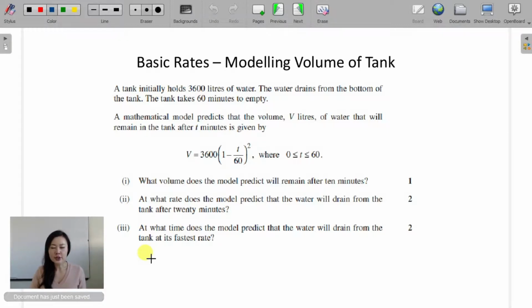So let's have a look at this question here. We have an equation that models the volume of a tank. We're given that initially there are 3,600 liters of water, which drains from the bottom of the tank. It takes 60 minutes to empty the tank, and we're given the equation under which this volume is decreasing. What volume does the model predict will remain after 10 minutes? If you know the time, you should be able to find the volume, because that's what the model predicts. So all you have to do in the first part is sub in t equals 10 minutes.